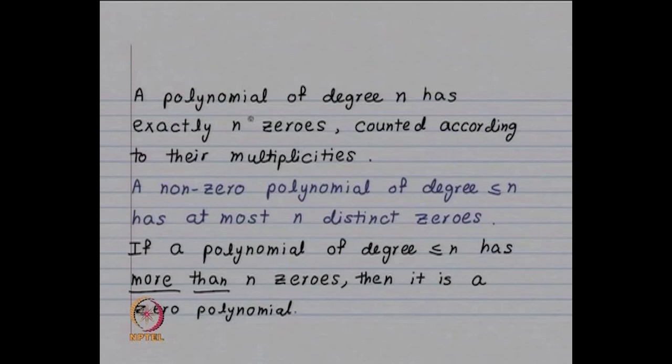Now, this is the fundamental theorem, or rather a consequence of the fundamental theorem, that a polynomial of degree n has exactly n zeros counted according to their multiplicities. As a consequence, a non-zero polynomial of degree less than or equal to n has at most n distinct zeros. And if a polynomial of degree less than or equal to n has more than n zeros, then it is going to be the 0 polynomial. So, it is this result that we are going to use to show the uniqueness of the cubic Hermite polynomial.